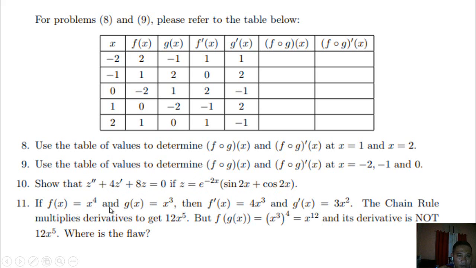If f of x equals x to the fourth and g of x equals x cubed, then the first derivative of f is 4x cubed. And the first derivative of g is 3x squared. The chain rule multiplies derivative to get 12x to the fifth. Pwede ba yun? I-multiply natin, that is 12x to the fifth. Where is the flaw? Saan ang mali?